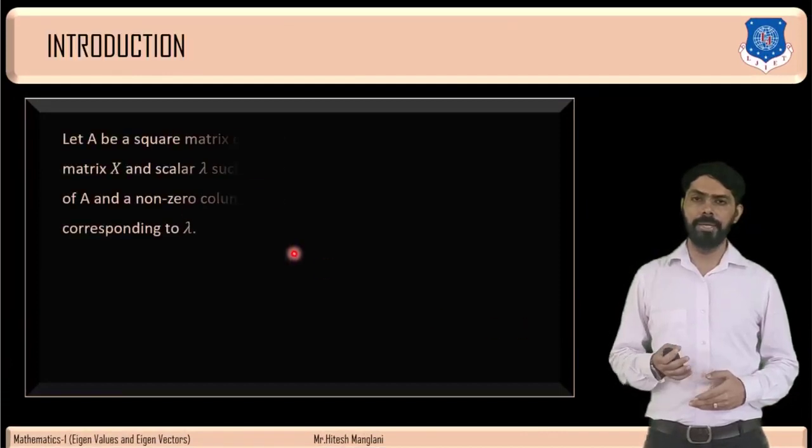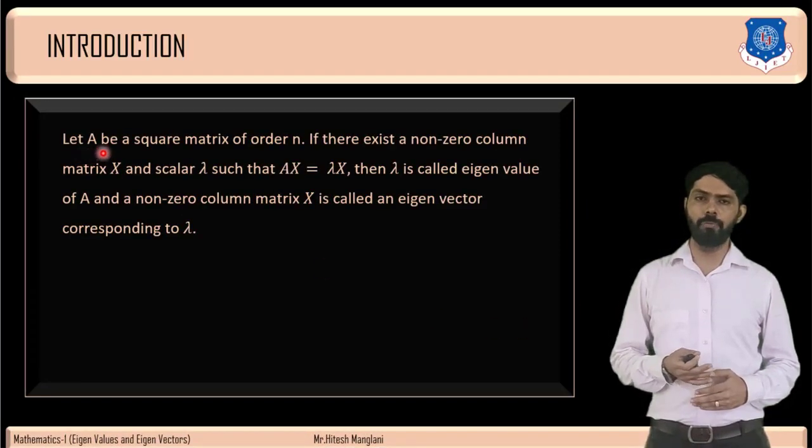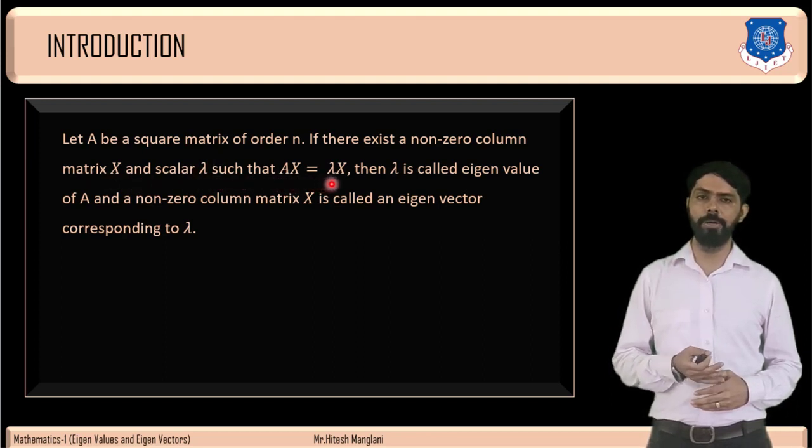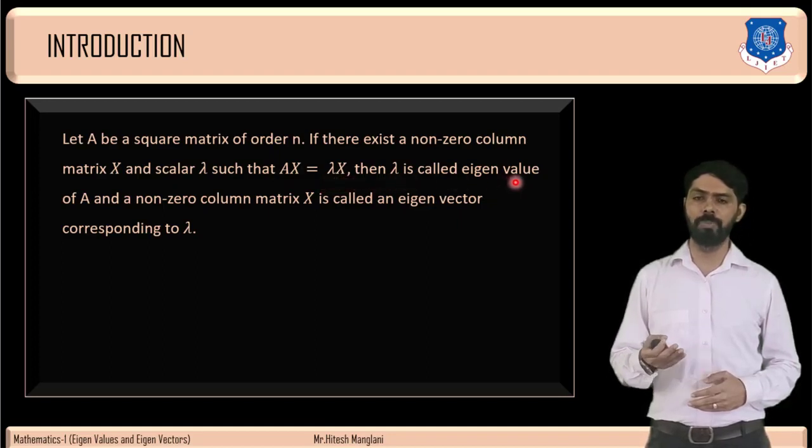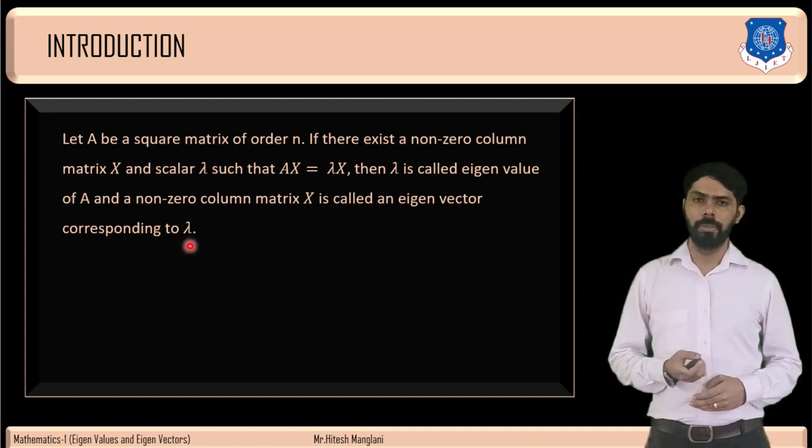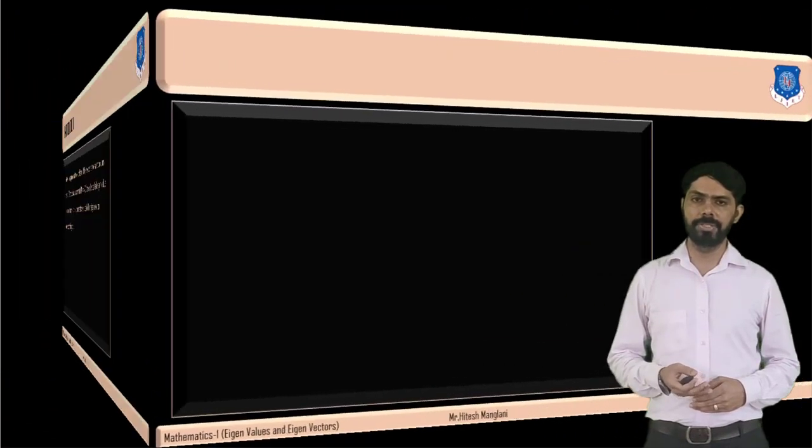Let A be a square matrix of order n, and if there exists a non-zero column matrix X and a scalar lambda such that A X is equal to lambda X, then lambda is called an eigenvalue of matrix A, and the non-zero column matrix X is called an eigenvector corresponding to lambda. Now we will discuss an example.